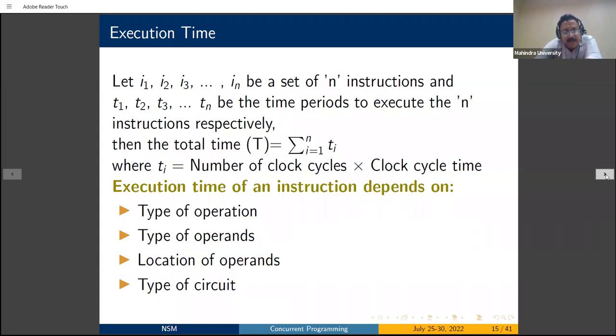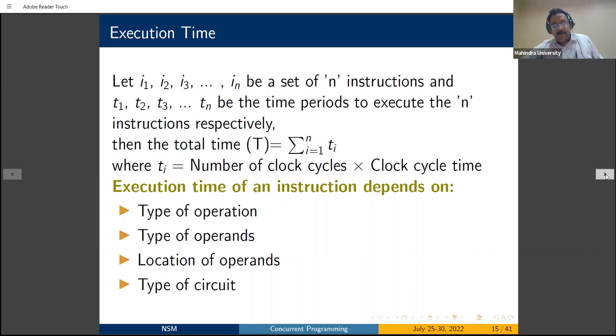Ti depends upon the number of clock cycles and clock cycle time. Assume that the number of clock cycles is fixed. If we increase the frequency, what will happen? Clock cycle time is going to be reduced. When clock cycle time is reduced, Ti of that instruction is going to be reduced, and when Ti of an instruction is reduced, total time is going to be reduced. In that way, if we reduce the frequency, clock cycle time is going to be increased, and if clock cycle time is increased, overall time is going to be increased.